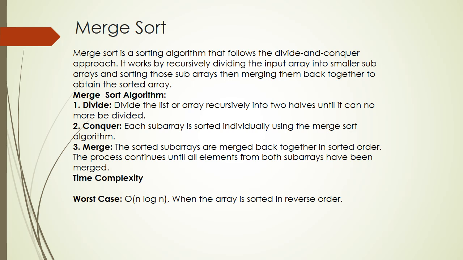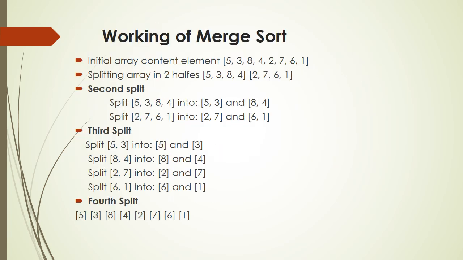The time complexity of merge sort is O(n log n), even when the array is sorted in reverse order. Let's walk through an example of merge sort using the list 5, 3, 8, 4, 2, 7, 6 and 1. We shall sort this list step by step to understand how merge sort works. Our initial list is 5, 3, 8, 4, 2, 7, 6 and 1. Merge sort works by repeatedly splitting the list into halves until each sublist contains a single element, then merging those sublists to produce the sorted list. We start by splitting the list into two halves.